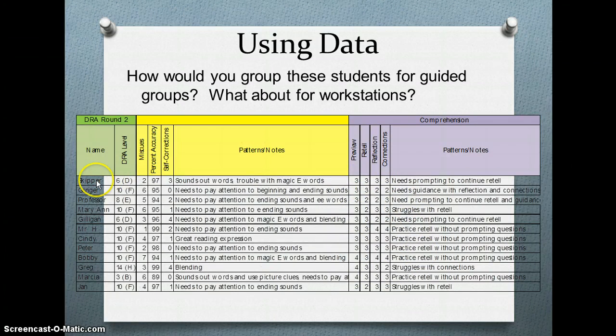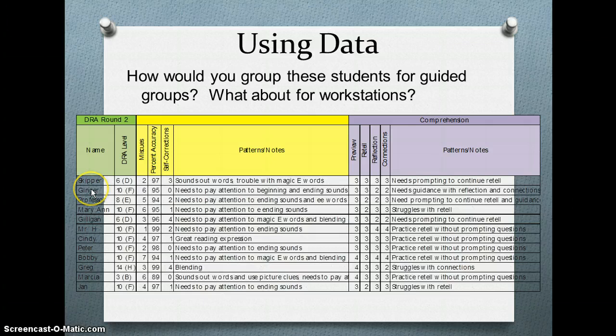So if you look at Skipper, I gave Skipper a DRA level 6, which is a D. He had 2 miscues, 97% accuracy, 3 self-corrections. He's sounding out words but had some trouble with magic E words or A blank E vowel patterns, that kind of thing. Overall in comprehension did pretty good, didn't get any 4s, but needed some prompting with retell. And you will notice a lot of them actually needed some practice with retell.